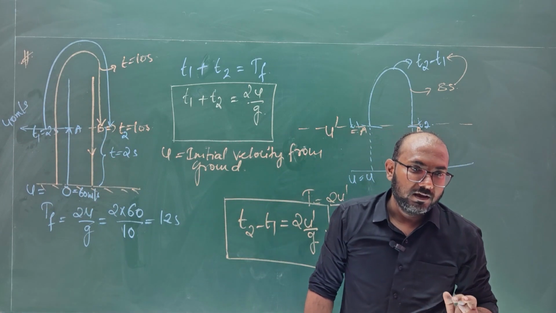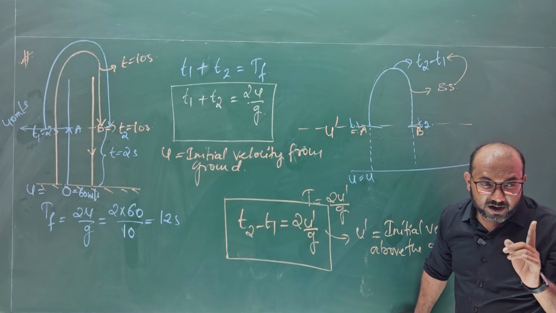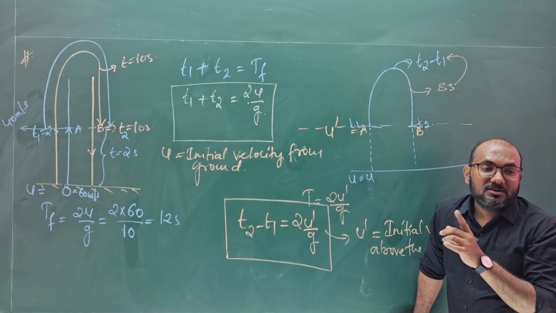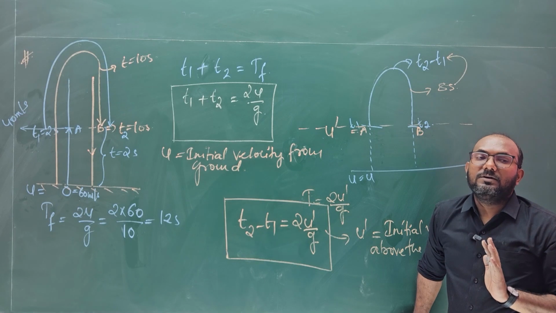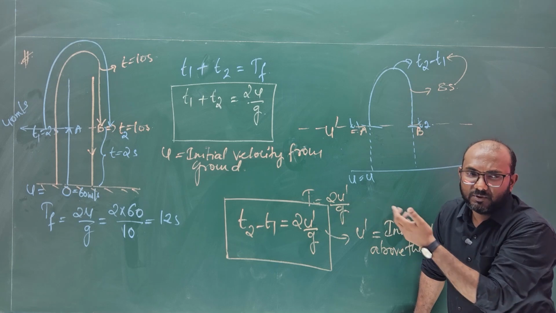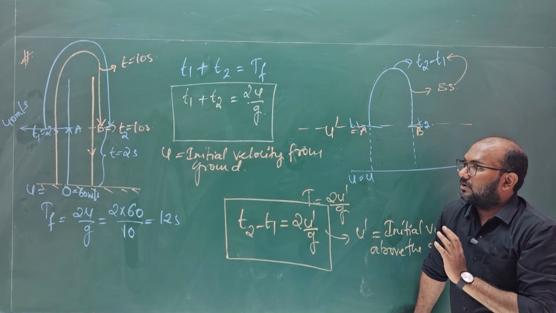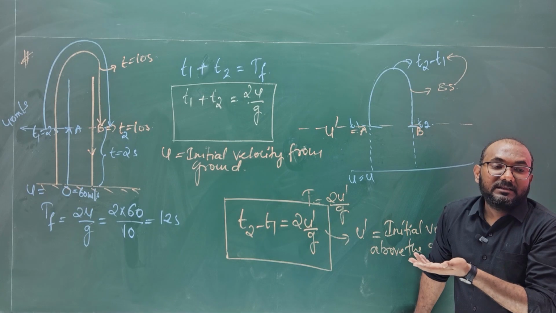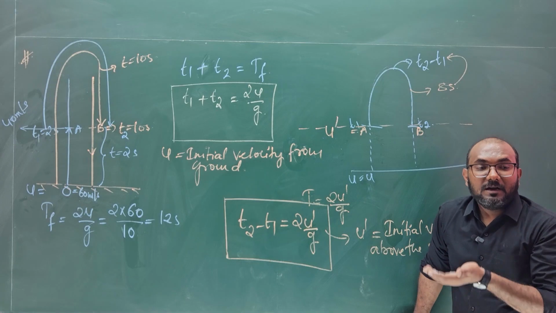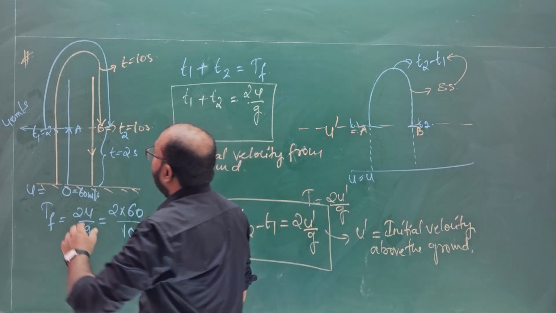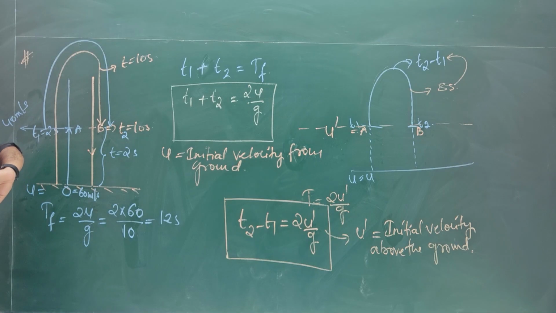If I add this T1 and T2, that will provide you the time of flight from ground to ground. If I add T1 plus T2, that will provide you what? Time of flight, that is nothing but T1 plus T2 is equal to 2u upon g. Here u is the initial velocity from ground. Maybe any reference point, now the reference point is ground. Similarly, if we subtract the time, that is T2 minus T1, that will provide you a time of flight, but from point A to point B. Let us try to have one example, then you will understand what this formula is for.